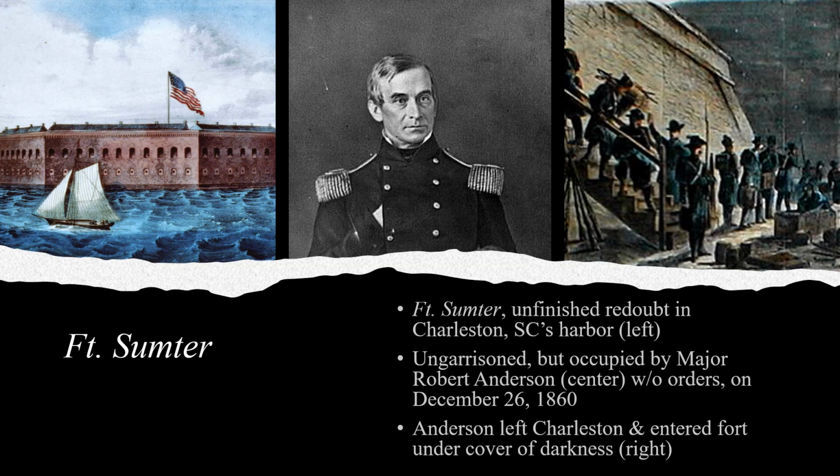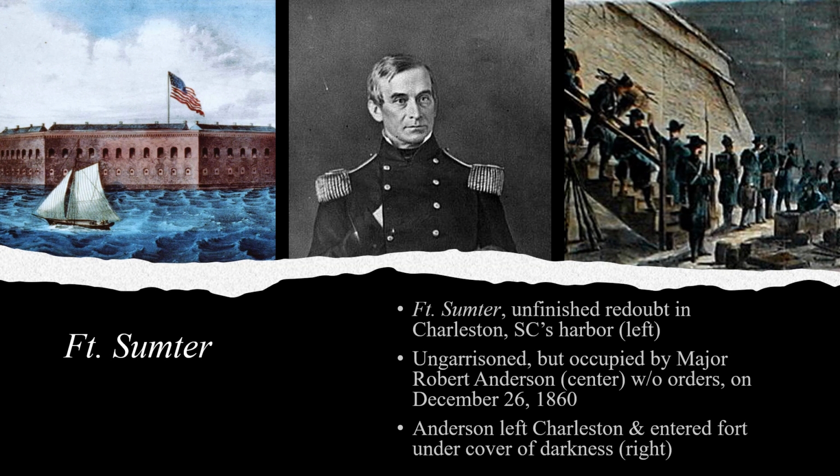The fort, if occupied, could not be taken without a difficult fight. The fort, isolated in Charleston Harbor and surrounded by water, had been left unoccupied due to the fact that it was unfinished. On December 26, 1860, Major Robert Anderson, a commander of the U.S. artillery garrison at Charleston, secretly left the city for Fort Sumter under cover of night and without orders.